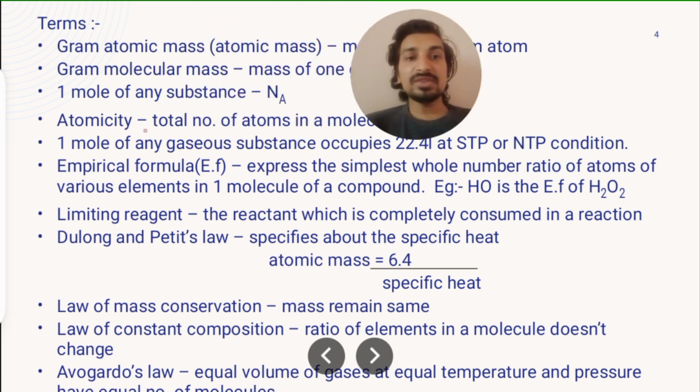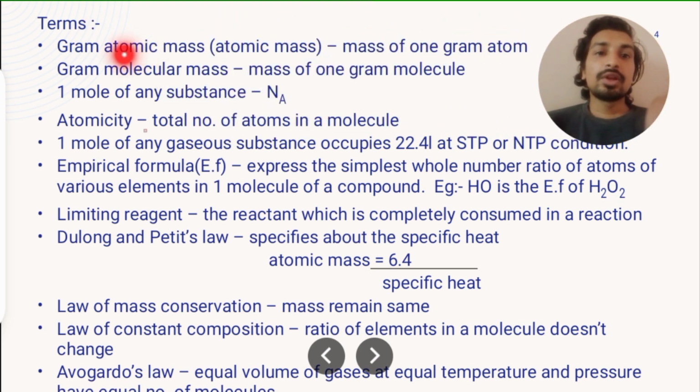Next you have gram atomic mass. What is this gram atomic mass? It is nothing but the atomic mass only. It means the mass of 1 mole of atoms, called the gram atomic mass. Gram molecular mass means the mass of 1 mole of molecules.